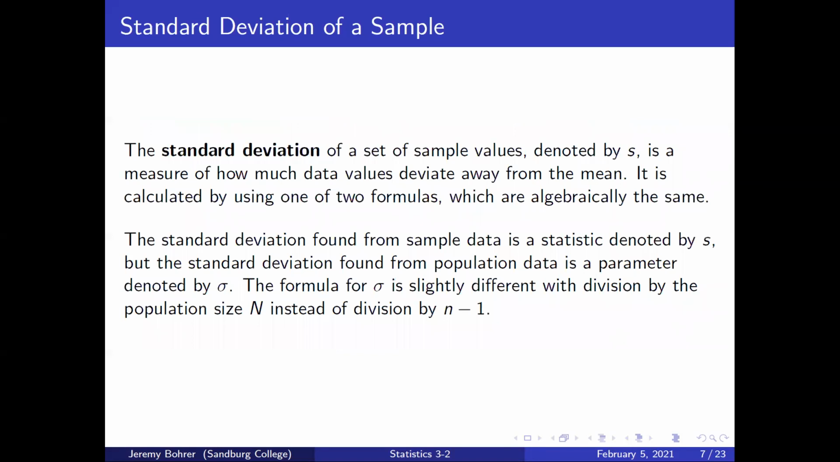The standard deviation of a set of sample values, denoted by S, is a measure of how much data values deviate away from the mean. It is calculated by using one of two formulas which are algebraically the same. The standard deviation found from sample data is a statistic denoted by S, but the standard deviation found from population data is a parameter denoted by sigma. The formula for sigma is slightly different with division by the population size n instead of division by n-1.